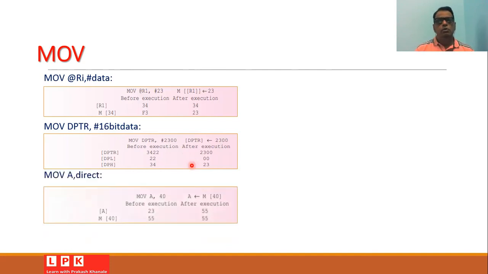We can move the data from memory to the accumulator. For this, we can use the instruction MOV A, direct. If we write the instruction MOV A, 40, then the content of memory location 40 will be moved to the accumulator. Before execution, if the content of A is 23 and the content of memory location 40 is 55 hexadecimal, then after the execution the content of the accumulator becomes 55 and the content of memory location 40 remains 55.